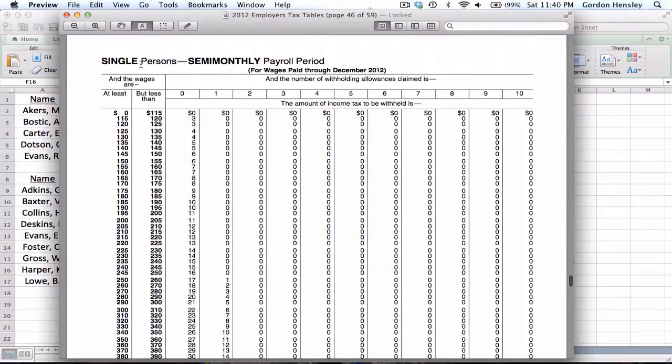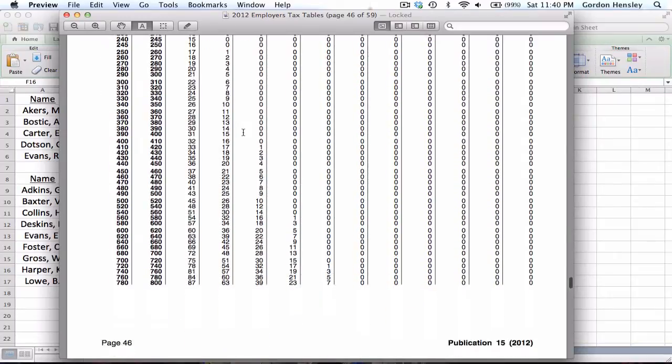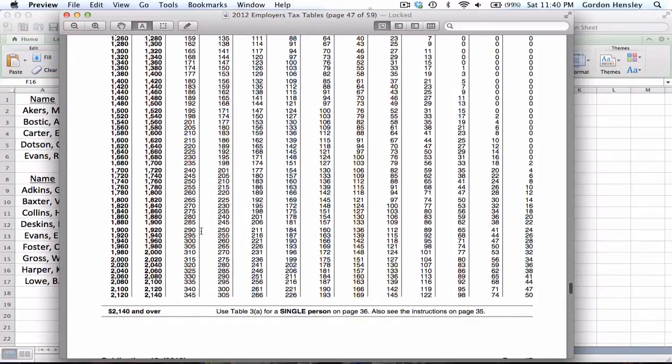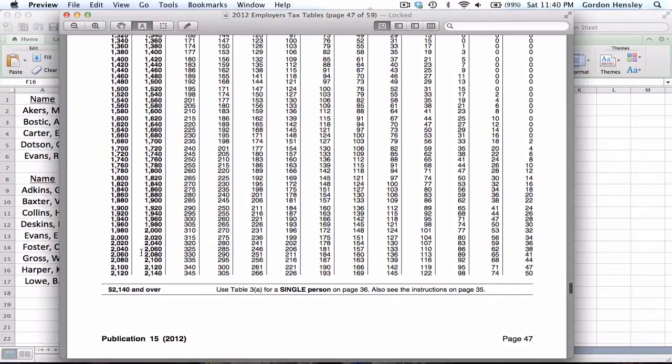So here's the table for single, semi-monthly. The person is claiming 4 withholding allowances. Their salary is 2016. And now I see a problem, because notice the table for single semi-monthly only goes up to 2,140. So I've gone off the charts. I've gone over the table.